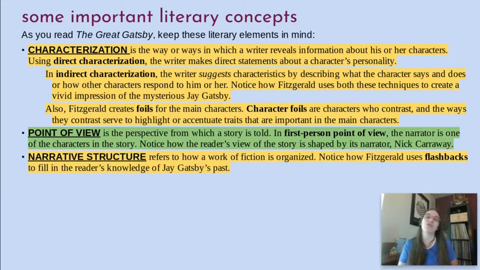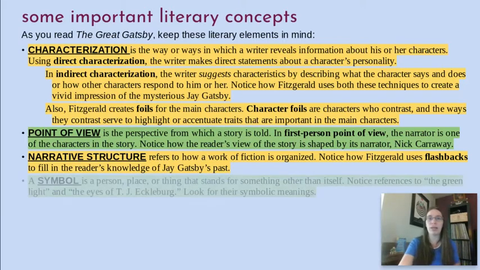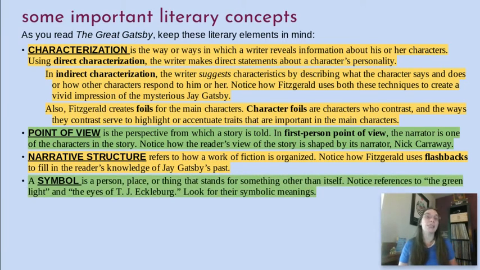Next, narrative structure. In this particular text, Fitzgerald actually uses flashback to help your knowledge about Jay Gatsby expand. And I want you to think about that as you go through each of the chapters when you're reading. Next, symbolism. We talked a lot about this with Foster. It's a person, a place, a thing, something that stands for something other than itself. Notice he's going to reference the green light and the eyes of T.J. Eckleburg. See if you can figure out what they mean and what they might represent. The green light's coming up right this week at the end of chapter 1.